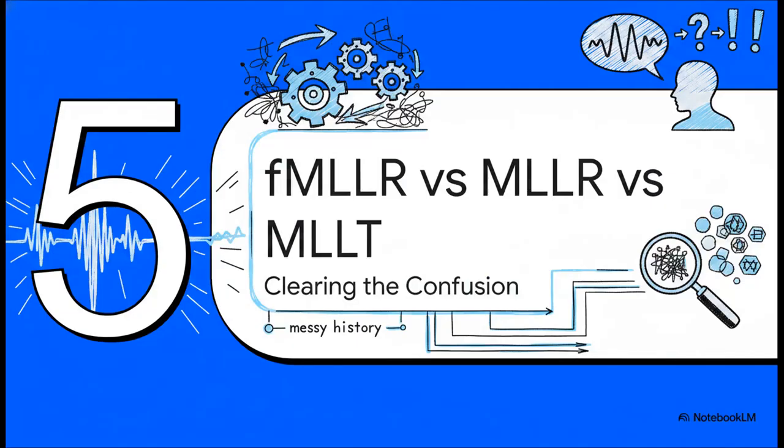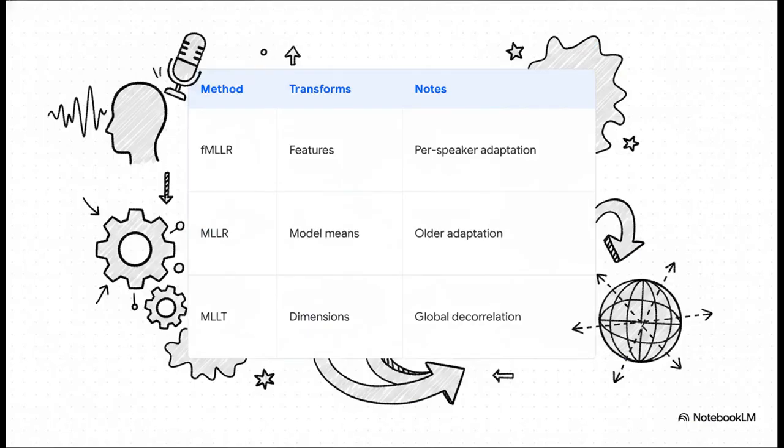All right, Section 5, fMLLR versus MLLR versus MLLT. If you ever read the older research papers on this stuff, the naming conventions are incredibly messy. So let's clear up the classic confusion right now. The differences really come down to their targets. fMLLR, which is what we've been geeking out about, transforms the incoming acoustic features into a neutral space. It adapts to the speaker.